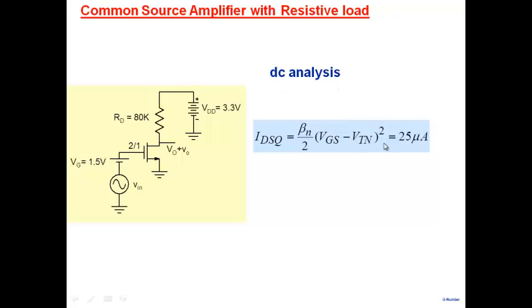For DC analysis, remember there was a term here, 1 plus lambda VDS also. But for DC analysis, we'll ignore that particular term, because that lambda term is a small quantity. We'll not bother about it.